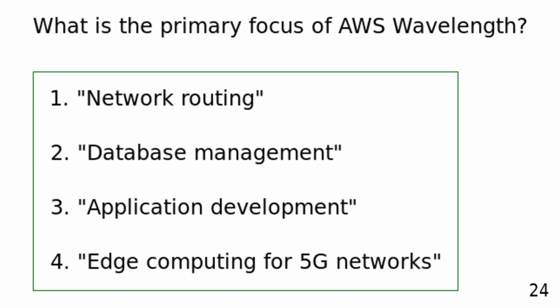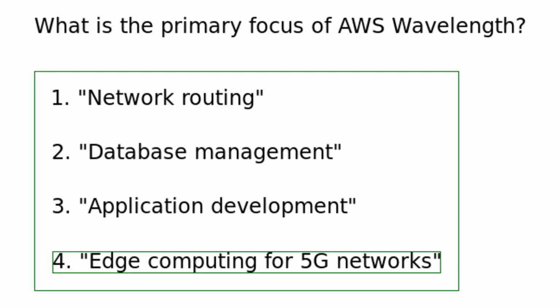What is the primary focus of AWS Wavelength? Network routing, database management, application development, edge computing for 5G networks. AWS Wavelength's primary focus is on edge computing for 5G networks.